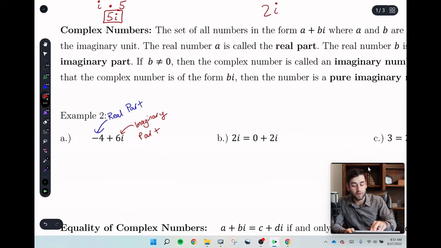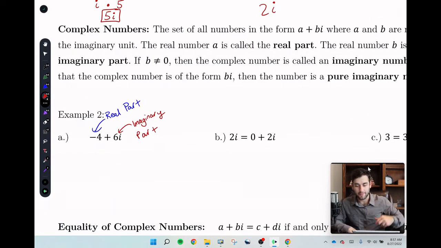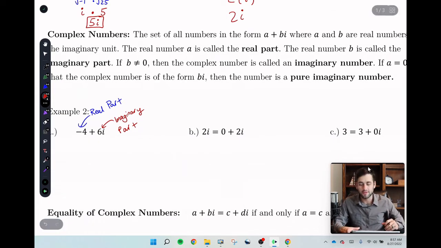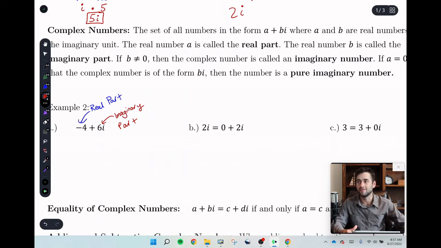It is important, though, to note, like it says in the paragraph above, if that b or that imaginary coefficient is 0, well, then it just wipes out that imaginary part and you're left with just a real number. So it's really not a complex number anymore. Same thing with those pure numbers. If the a or the number part is 0, well, we've got a pure imaginary number, not a complex number. So just a quick little side note on complex numbers.